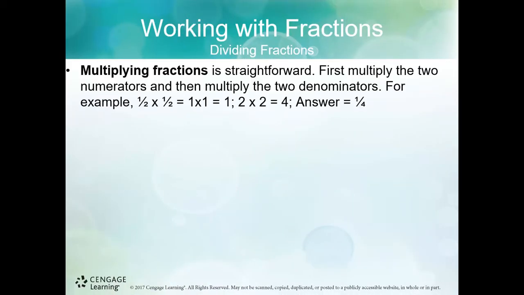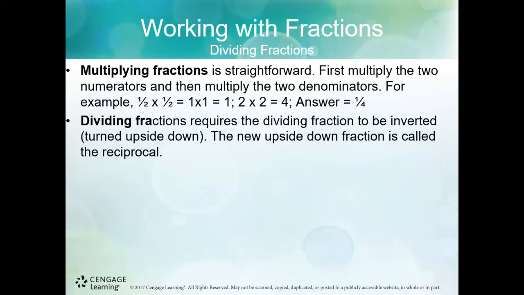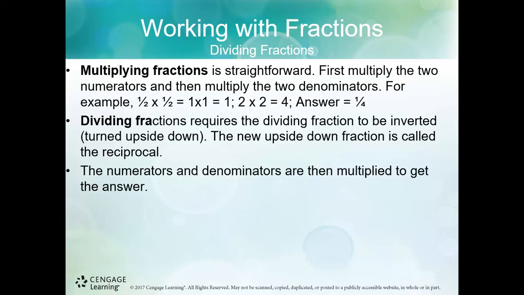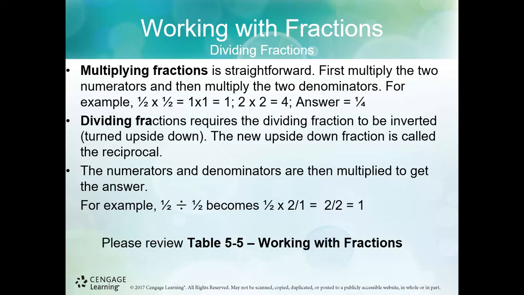Multiplying fractions is straightforward. You multiply across the numerators, multiply across the denominators. And dividing fractions requires the dividing fraction to be inverted or turned upside down. The new upside down fraction is called the reciprocal, and then the numerators and denominators are multiplied to get the answer. 1/2 divided by 1/2 becomes 1/2 times 2 over 1, which is 2 over 2, or 1.